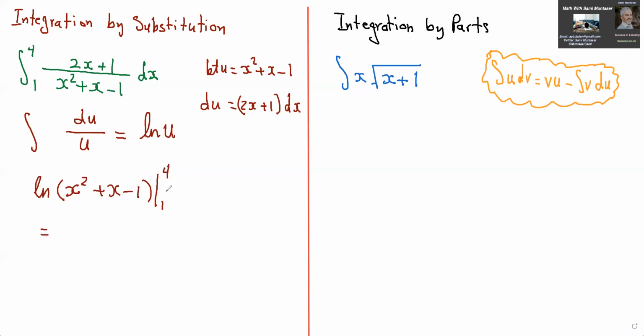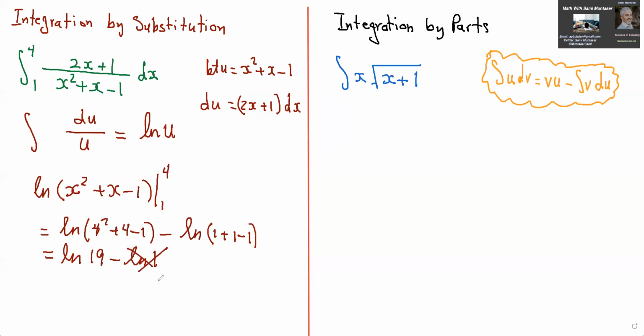Now what I'm going to do, you take the upper bound and you sub it into here. So that's 4, 16, 16 plus 4 is 20, 20 minus 1 is 19. So this will give you ln 19. Maybe I'll just write it out. Minus ln, and you sub in the 1 as well. Now that will give you ln 19 minus ln 1. Ln 1 is 0, so the final answer will be ln 19 for this. So this is just a simple way of doing substitution.